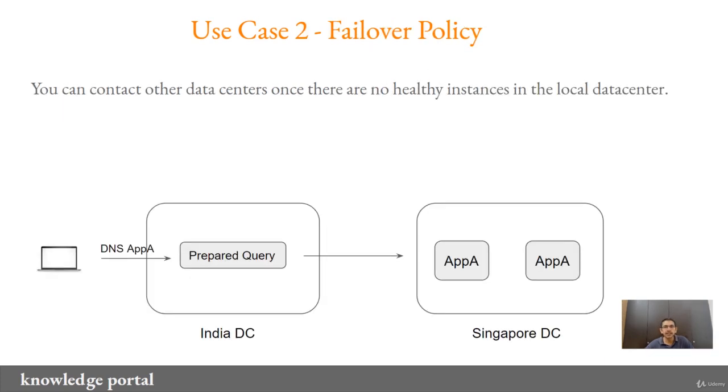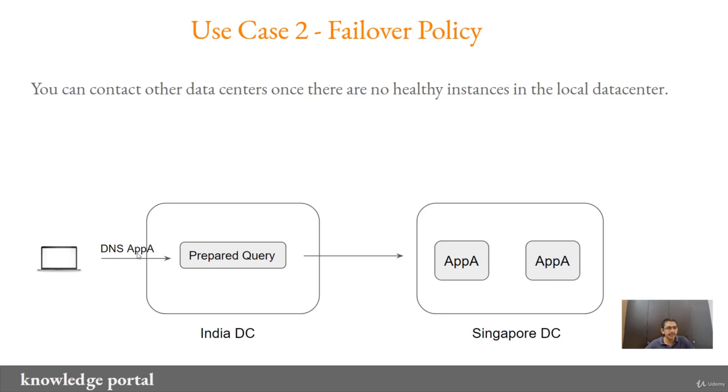The second big advantage is associated with the failover policy. So you can contact other data centers once there are no healthy instances within the local data center. So let's say that you have a prepared query in an Indian data center and a client is making a DNS request for app A.